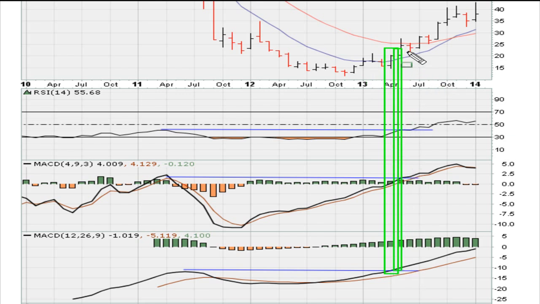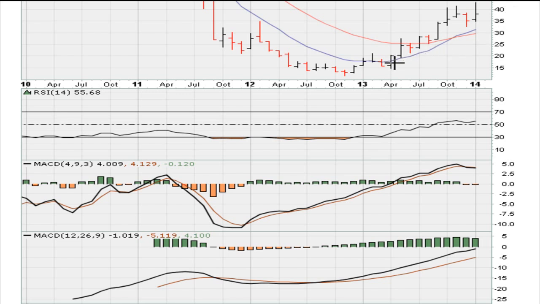So we know that this system works. It broke out here on price, broke out RSI, broke out MACD, broke out MACD to 3-year high. So we know that is one of the reasons why this was the best performing sector in the entire market in 2013. And let's take a look at what some of the leading stocks in that sector were doing.